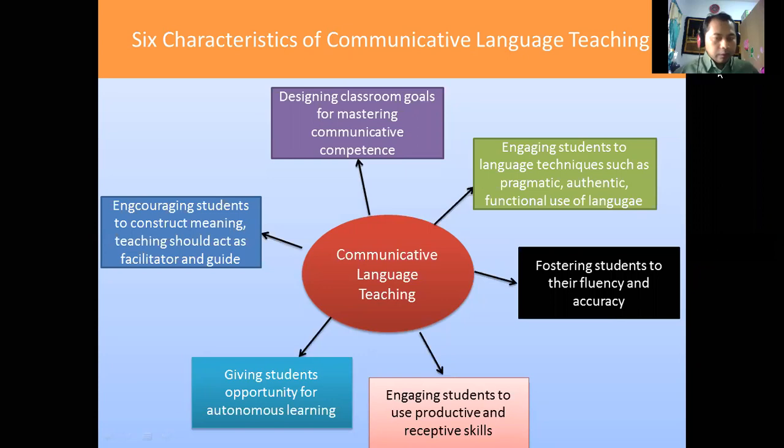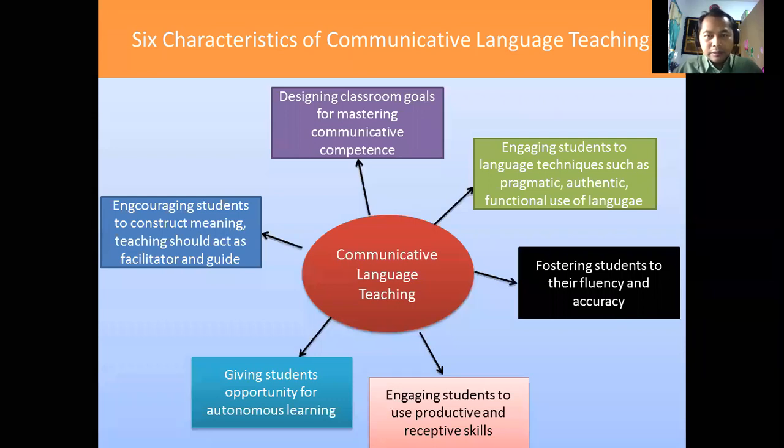Okay. So I would like to remind you again, in the previous meeting, we discussed the 6 characteristics of communicative language teaching. And don't forget this concept, because it will affect your understanding of the next part of this chapter. As we know, communicative language teaching has 6 characteristics.